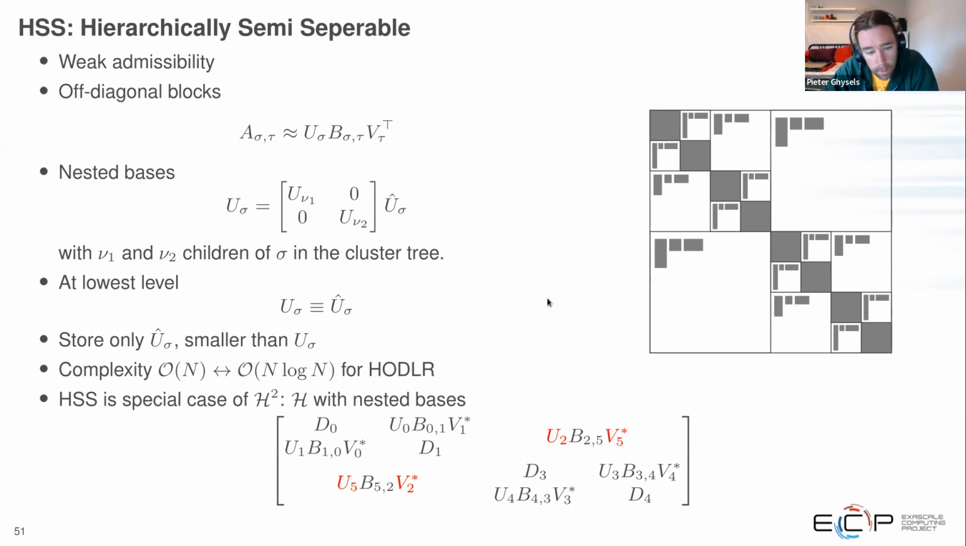This reduces the complexity of the algorithm. It gets rid of an extra log factor compared to the simpler HODLR format. And you can think of this HSS also as a special case of the H squared. So that's H, the more general format, with nested bases. So that's H squared.